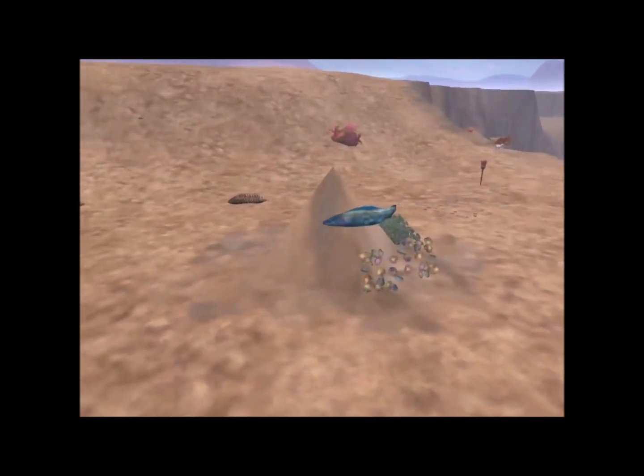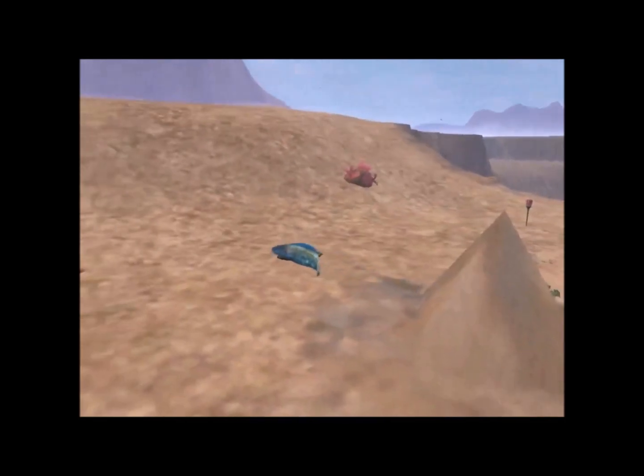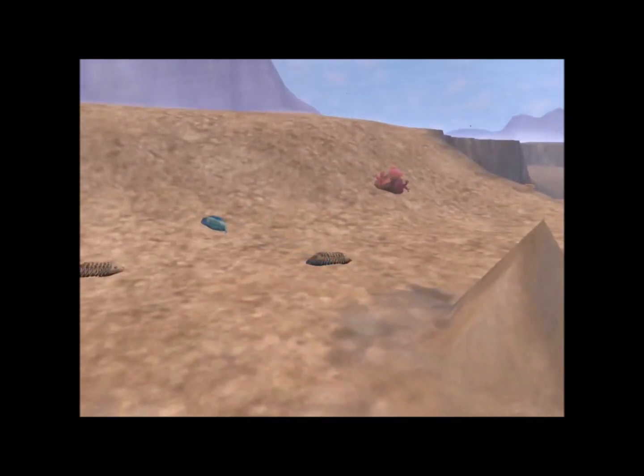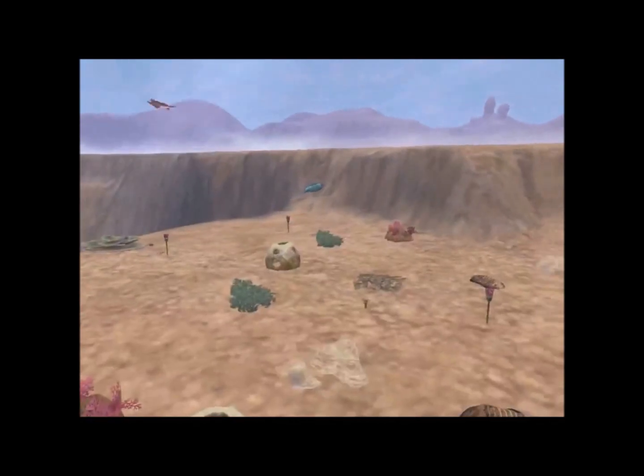There was Haikouichthys, the earliest vertebrate, passing by while searching for food in the shallows. Although it was a primitive fish at the time, it is considered to be the earliest known vertebrate animal in history.